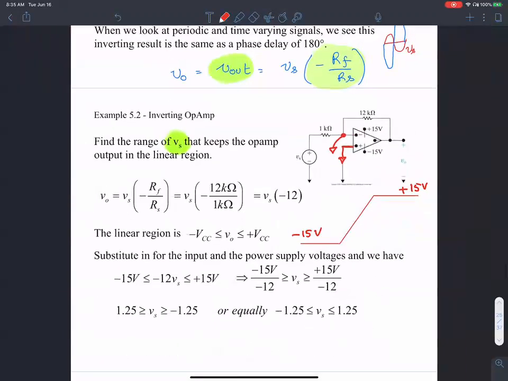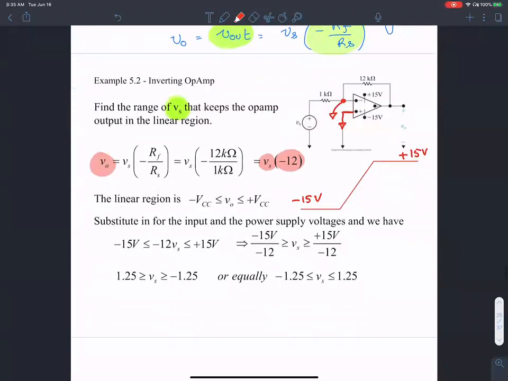So we're going to use the formula that we just derived, V out equals minus Rf over Rs times Vs, the expression for the output voltage, okay? So this guy, negative 12, is the closed loop gain. That's going to multiply the input to give you the output, okay? And the idea is you want your output, VO, to be in between the positive and negative power supplies, okay?